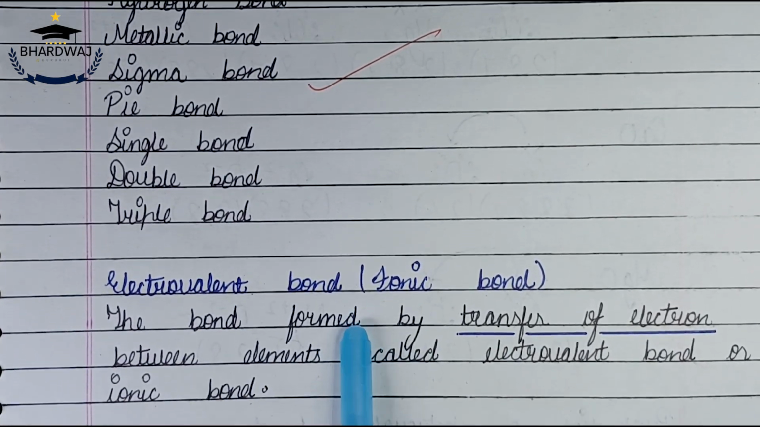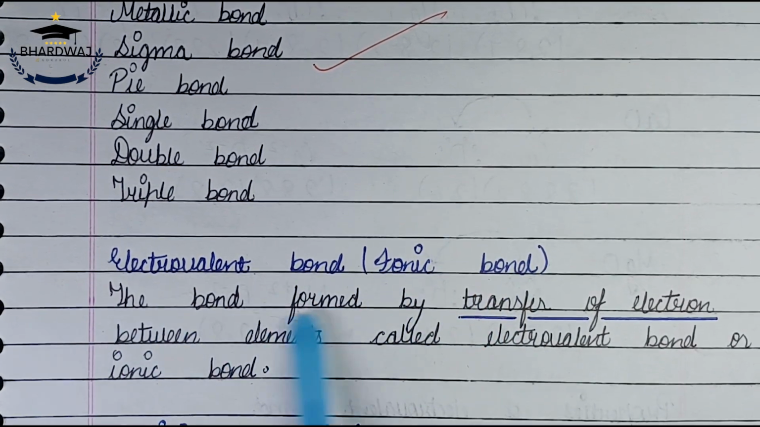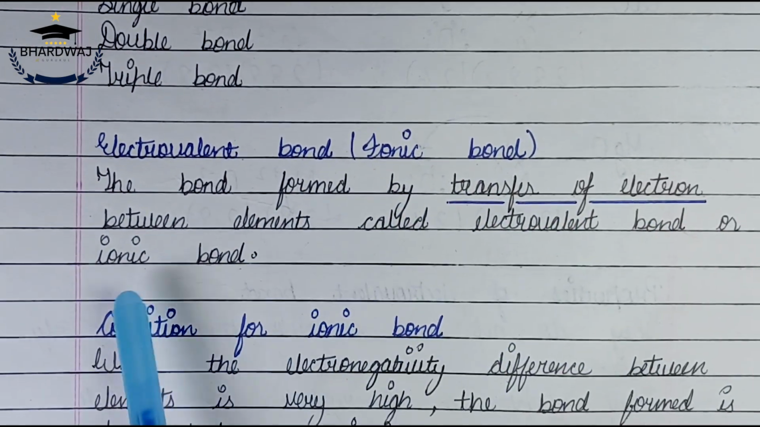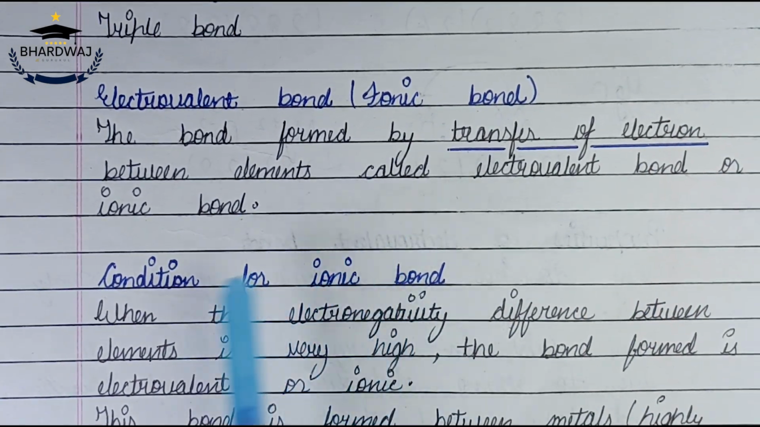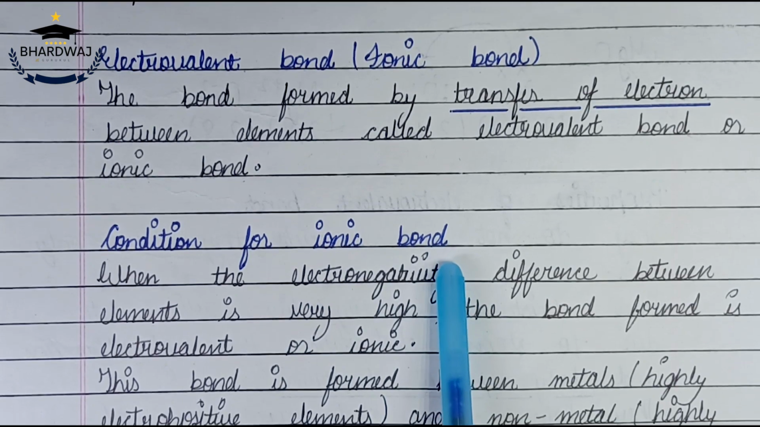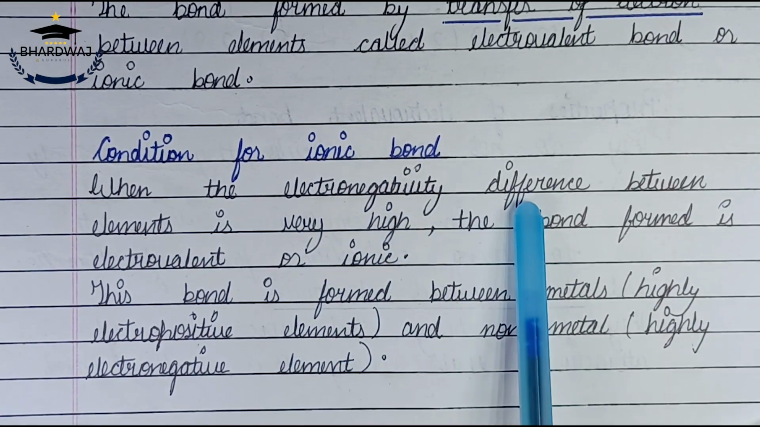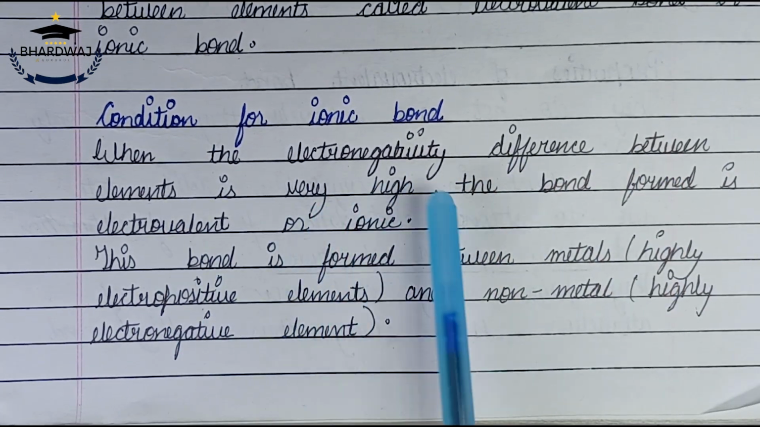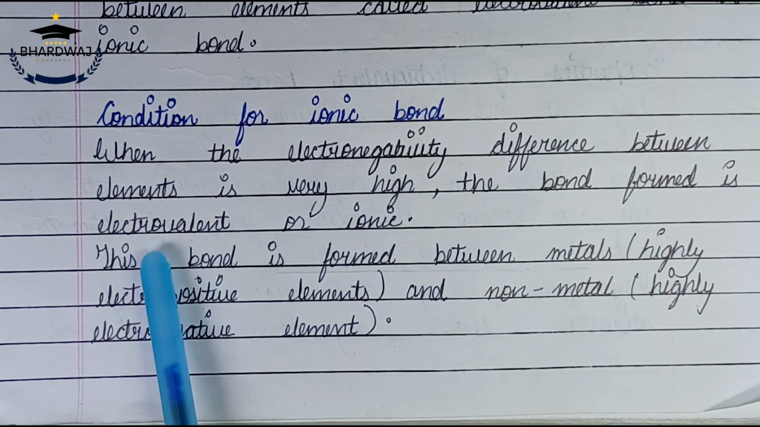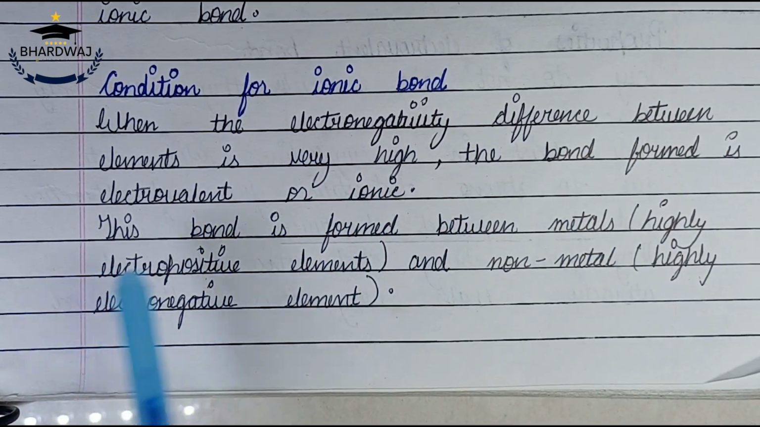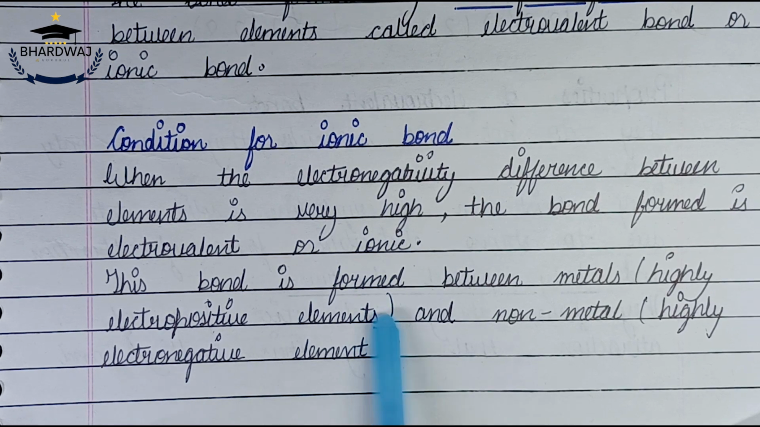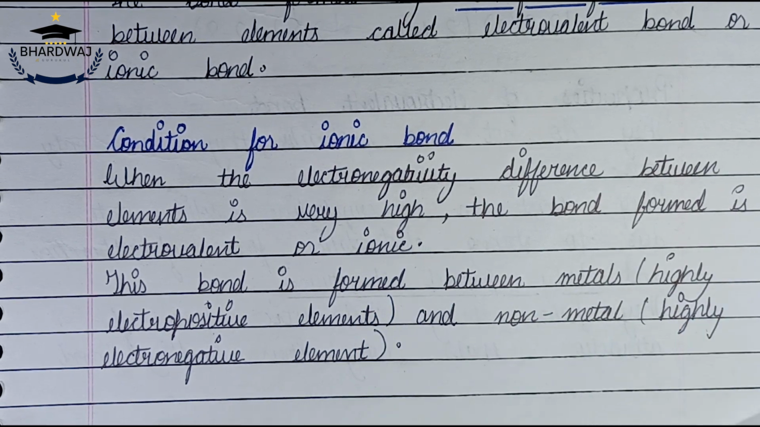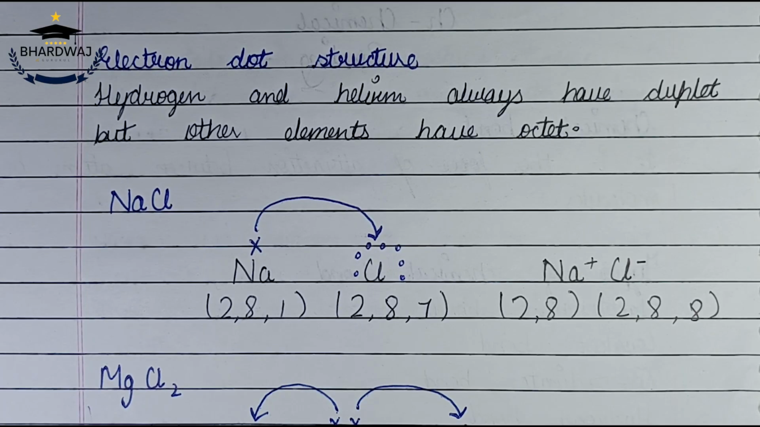Electrovalent bond. It is also called ionic bond. The bond formed by transfer of electrons between elements is called electrovalent bond or ionic bond. Conditions for formation of ionic bond: when the electronegativity difference between the elements is very high, the bond formed is electrovalent or ionic. This bond is formed between metals, that is highly electropositive elements, and non-metals, highly electronegative elements.